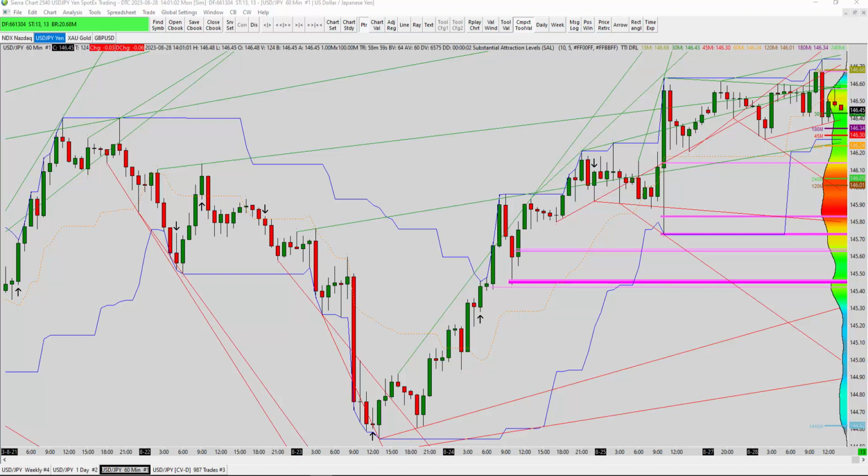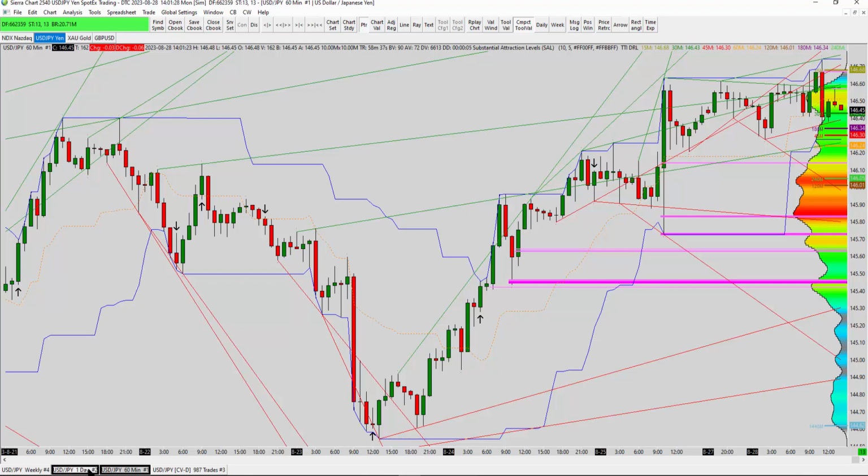Two of the most fascinating indicators that most Forex traders don't utilize, or probably don't even know about, are the two that you see in front of you, the most important ones: the magenta lines, and the volume profile on the right hand side. We're looking at the US yen.